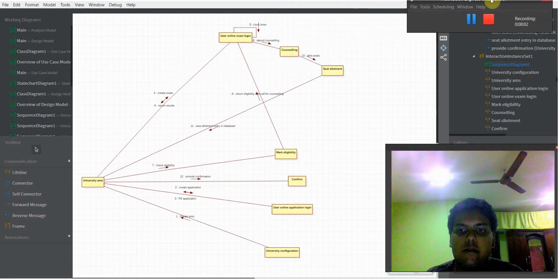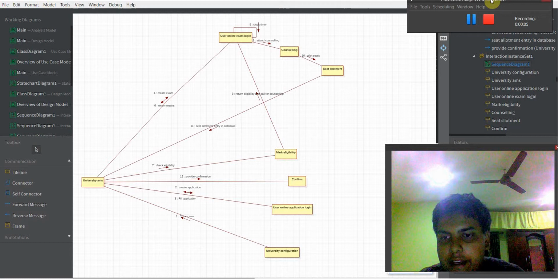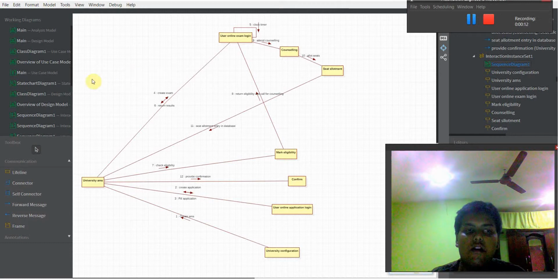The next diagram we are about to see is the collaboration diagram. The collaboration diagram and the sequence diagram are more or less similar, because in StarUML we convert from the sequence diagram to the collaboration diagram via a graphical option. The collaboration diagram mainly does not have a timeline, whereas the sequence diagram will have a timeline. That's a major difference.